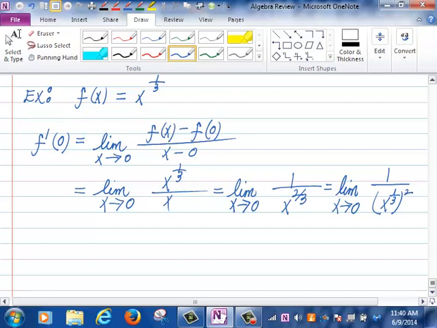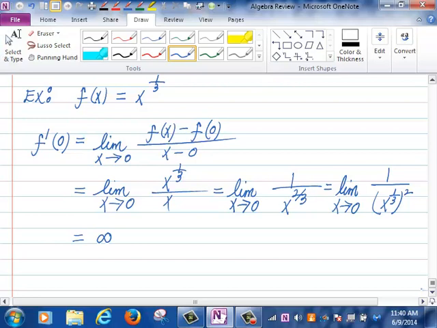Now what's the limit? Can someone tell me what that limit is? What is that limit? Yeah, it doesn't exist. I agree with you, it doesn't exist as a number. Is it infinity or negative infinity? Can I say this limit is infinity? Well, the denominator goes to 0 and it's positive, so it's positive infinity, right? This limit is positive infinity. So the derivative doesn't exist at this point.